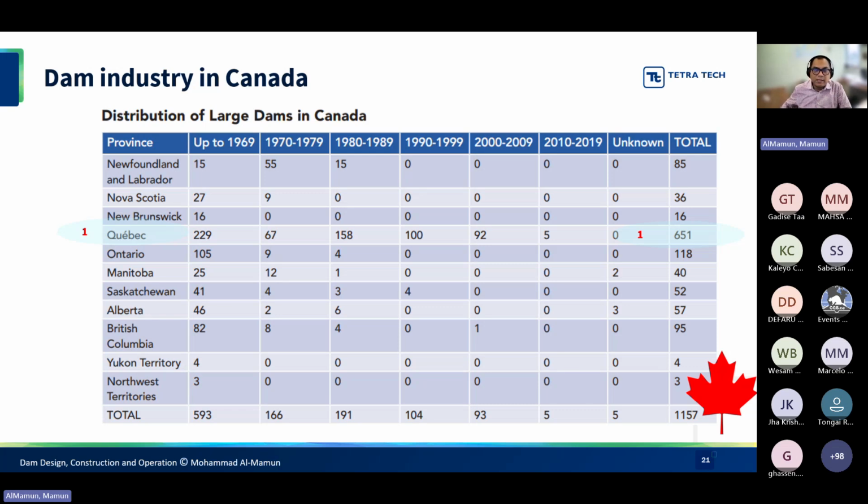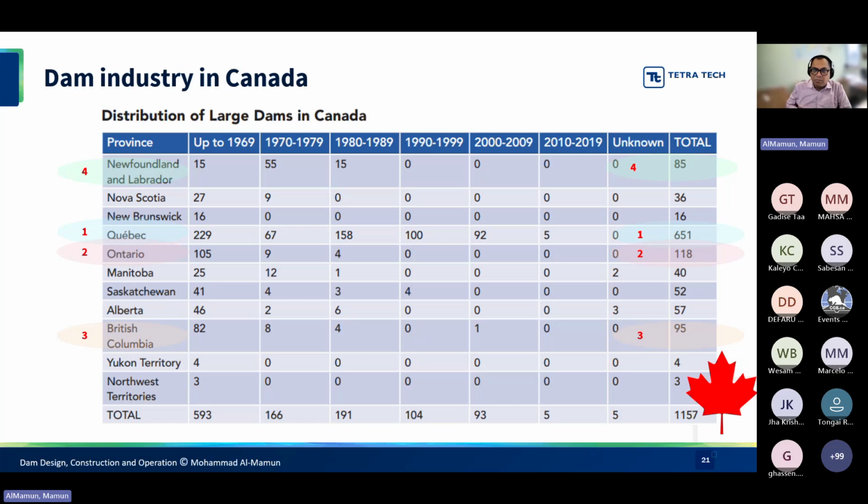And then the second one would be Ontario. They also have over 100 large dams, and hydropower again is a big industry for them. Third is British Columbia. They also have close to 100 dams, close to 95. And then the fourth is Newfoundland and Labrador, around 85 dams. This inventory is until 2019, so there would be more now.